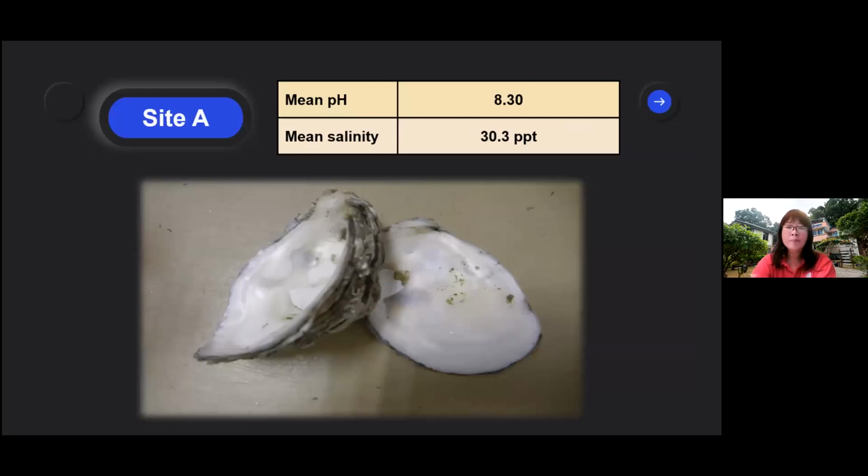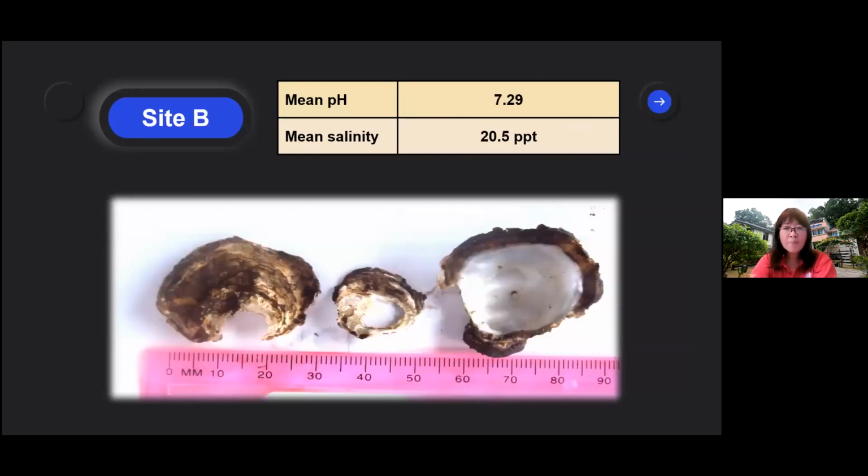But if we look closely into the shell quality of the oysters at different sites, this is the shell quality of oysters in Site A. You can see that the shell is still nice and thick, compared to Site B, which is lower in pH, which is acidic, and in layman's terms is caustic. That means it would dissolve the calcium.